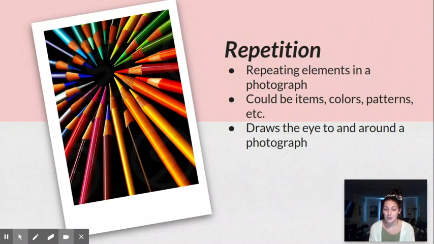So repetition could be anything like a line of lampposts down your street, exposed bricks in a brick wall, cars in a parking lot, people in a crowd that's repeating. So any of those things could be repetition.